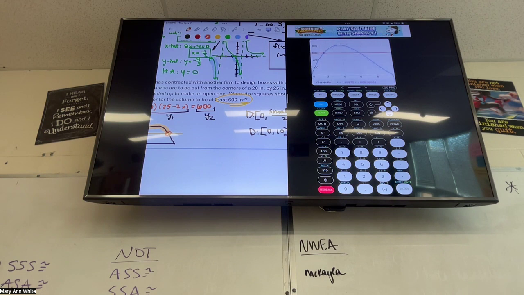So 1.7. And then my other one is 6.2. Am I brackets or parentheses? What am I doing here? Bracket. Bracket. Why? It's at least. We're okay if it's exactly 600 or we want more.